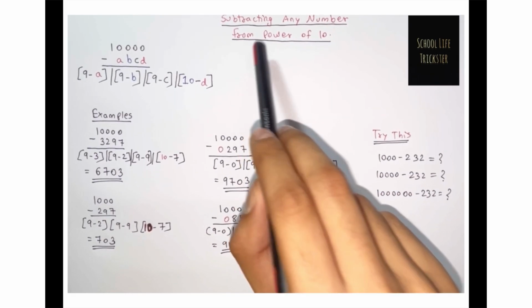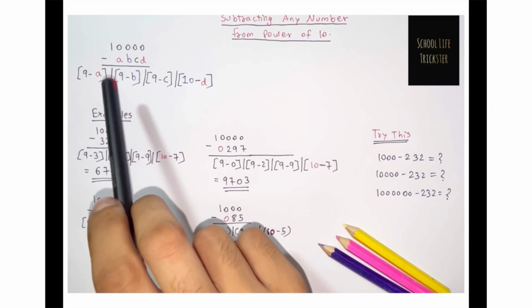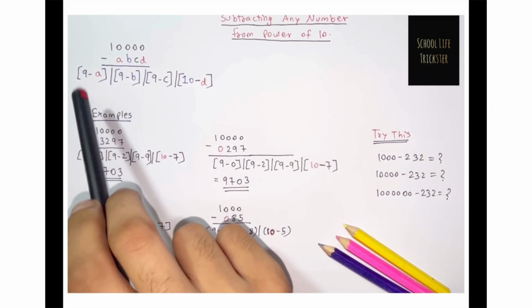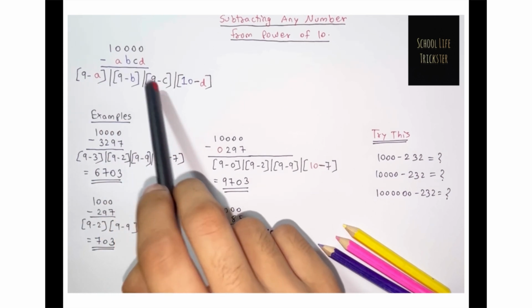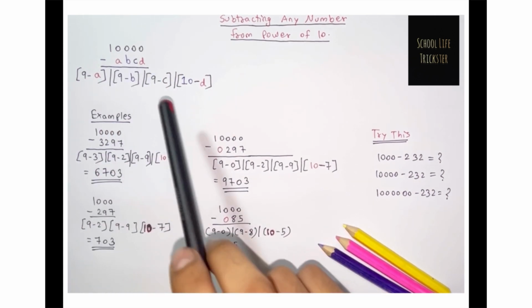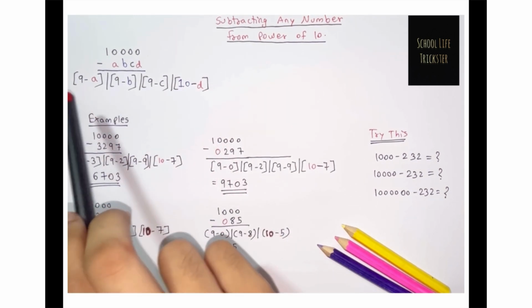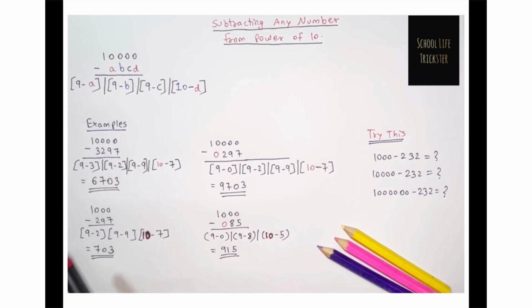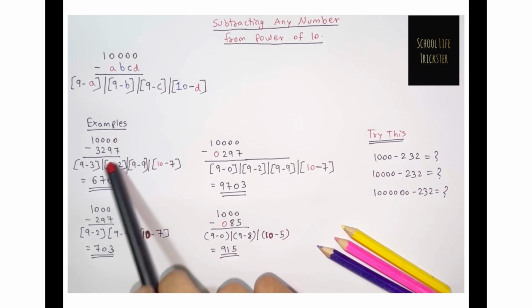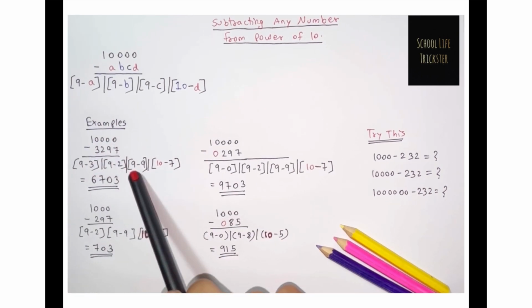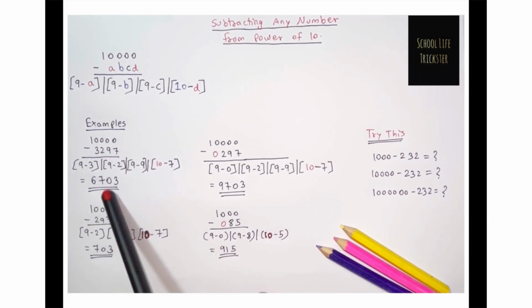Subtracting any number from a power of 10. Over here 10,000 minus ABCD. So the formula is 9 minus A, 9 minus B, 9 minus C, 10 minus D. Remember, in the units place take 10 minus D and the rest of the places take 9. Now see examples. 10,000 minus 3297. As per the trick, 9 minus 3, 9 minus 2, 9 minus 9, 10 minus 7 is 6703.